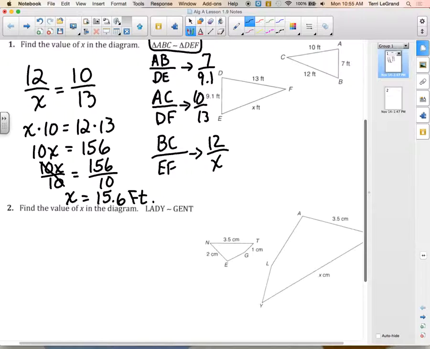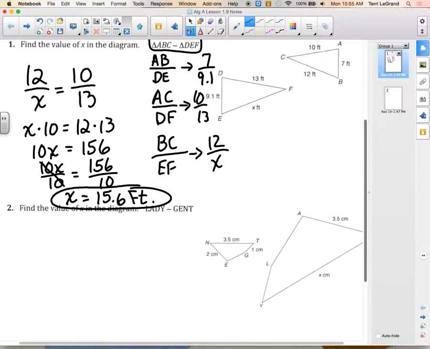So you only need to do one of the other ratios. Did anybody work ahead and use the 7 over 9.1 instead of the 10 over 13? What do you think we would get if we did? Same answer. If we use the other one, we still better get the same answer. They're all part of the same pair of triangles. We can't come up with a different length for that side.